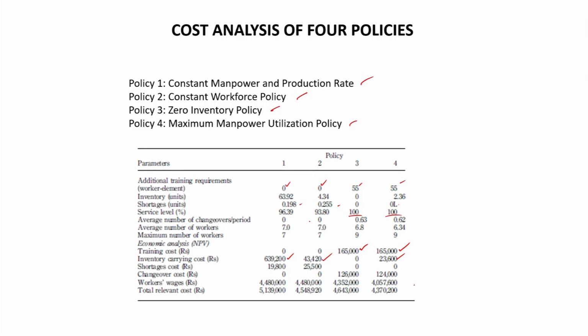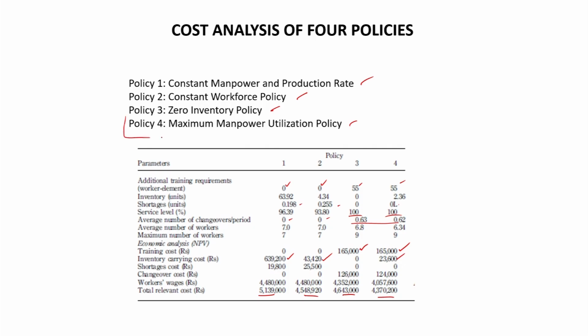Similarly, average number of changeovers, there is no changeover involved here, but some changeovers are involved here. So, there is a changeover cost also corresponding to this. Similarly, number of workers required, 7 workers are required at constant rate. In this case we need 6.8, and in this case we need 6.34. Maximum number is also given, and based on that we calculate the total relevant cost of the 4 different policies, and based on that we can say that policy 4 is the best policy.